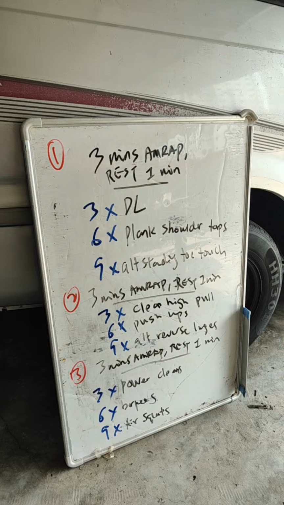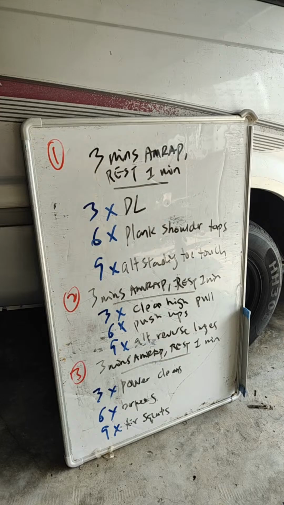So first one, we have 3 minutes, as many rounds as possible, AMRAP. Rest for 1 minute. So in that 3 minutes AMRAP for the first part, you'll be required to complete the following as many rounds as possible within the time that is mentioned, which is 3 minutes. Every single set must consist of 3 deadlifts, 6 plank shoulder taps, and 9 alternating standing toe touches.